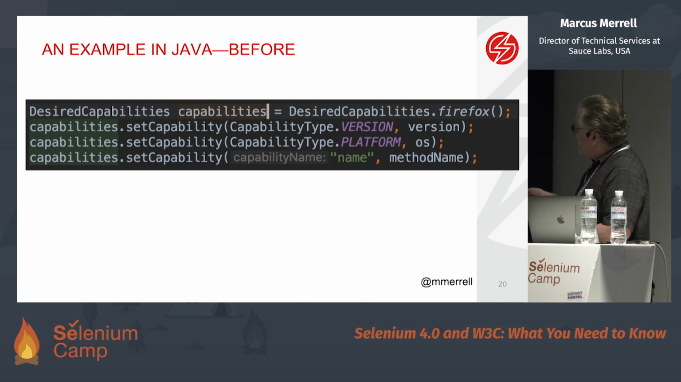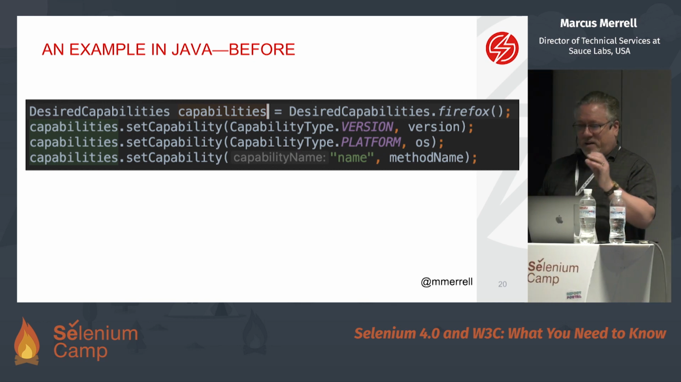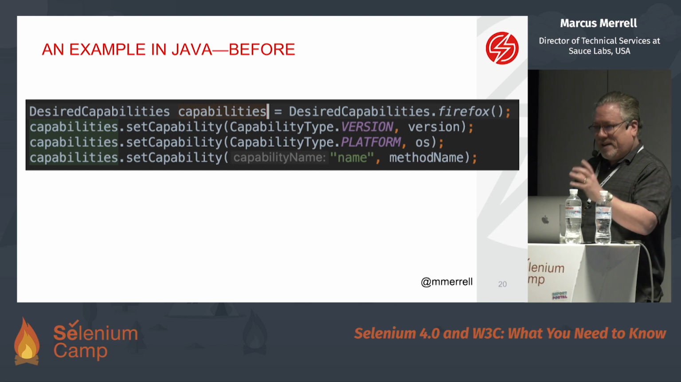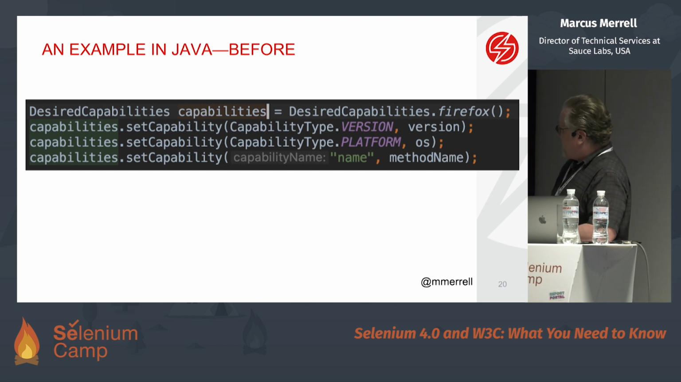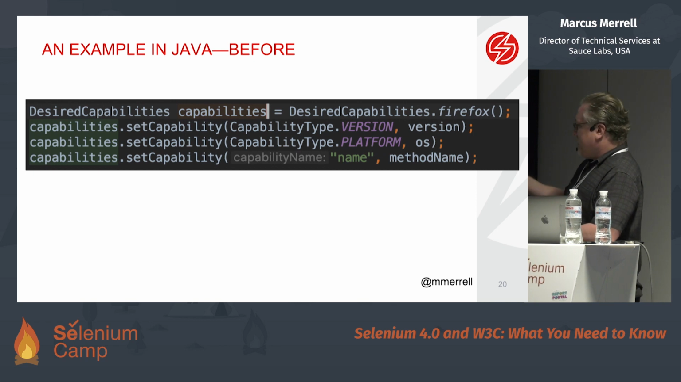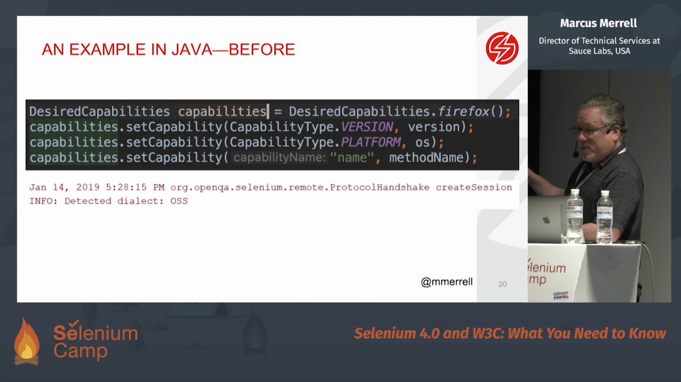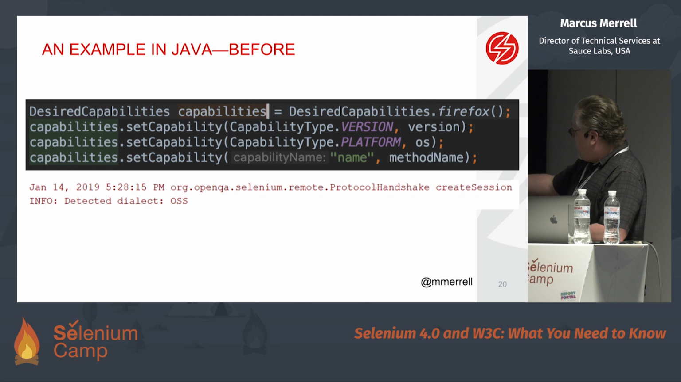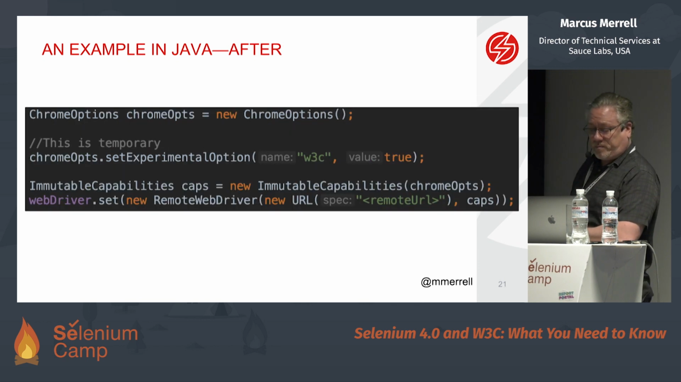And you give this capability type and everything, and you set the name. One thing the standard is doing is trying to put a very crisp and clear, easy to understand key for all of the keys that you can put as capabilities, as well as the ability to extend them. So here's the way you know that you're not running in W3C right now. You see right there, detected dialect OSS. That's how you know you're not running in the standard.